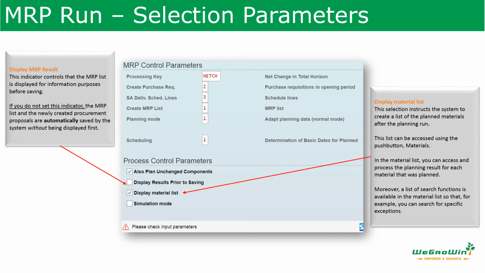Or I want to have all the material list. For example, the MRP has run. After MRP, I want to see all the list of materials which are there. So create the list. That option is also there.